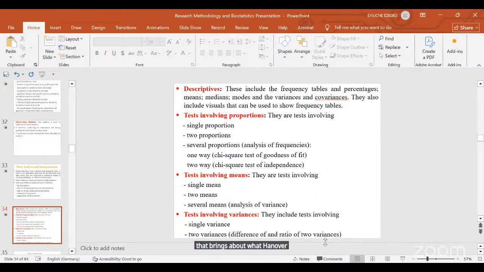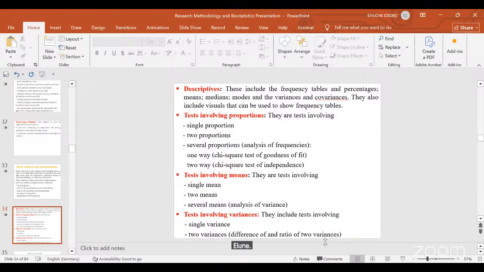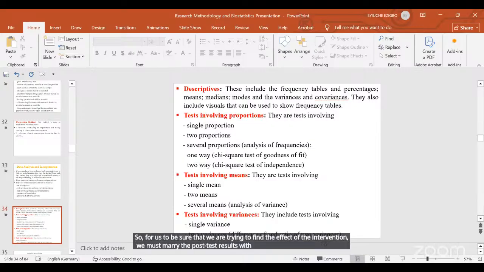But if you use only the post-test results, you will not be able to give accurate results, because the effect that you are going to be reporting may not be the effect of that intervention. I'm sure it's understood. It may be the effect of the intervention plus some other factors. So for us to be sure that we are trying to find the effect of the intervention, we must marry the post-test result with the what? With the pre-test results. I'm sure it's understood.